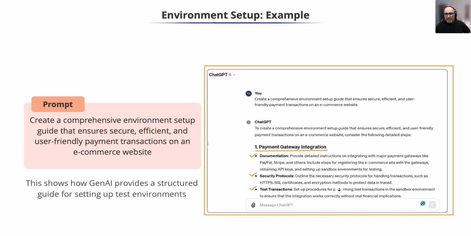This example shows how generative AI can provide a structured and comprehensive guide for setting up even complex test environments, like one for payment transaction. It covers key aspects like integration, security, and testing procedures, making sure we don't miss any important steps and helping us create robust and reliable testing environments.